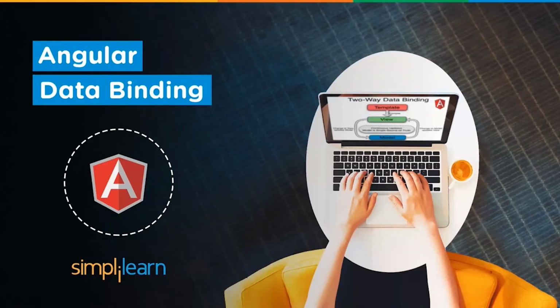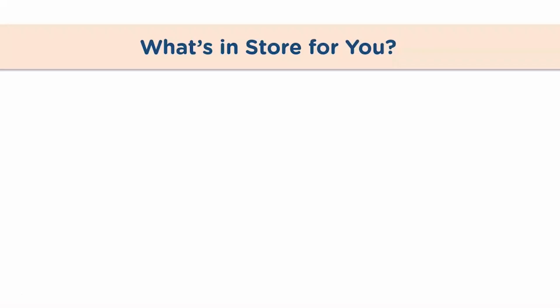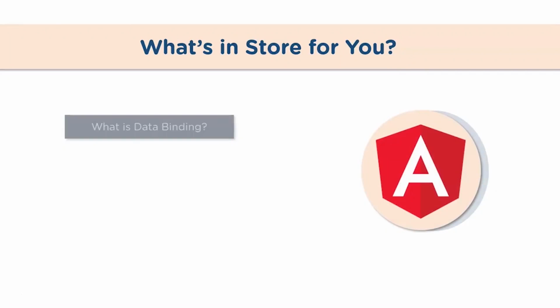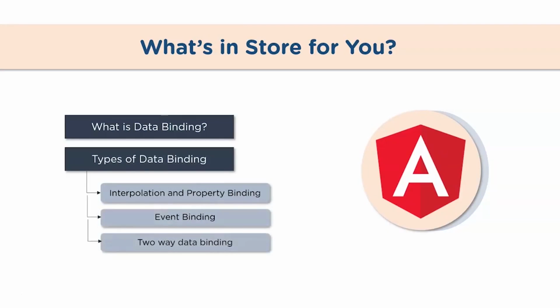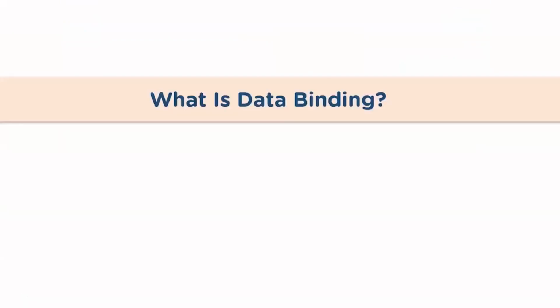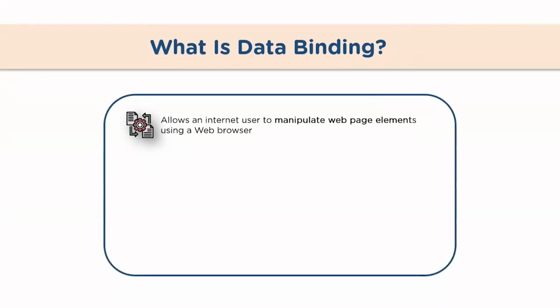So now, without further ado, let's begin. So here's what's in store for you. First, we'll understand what exactly data binding is. Next, we'll understand the types of data binding, that is interpolation and property binding, event binding, and two-way data binding. So let's begin. What exactly is data binding?